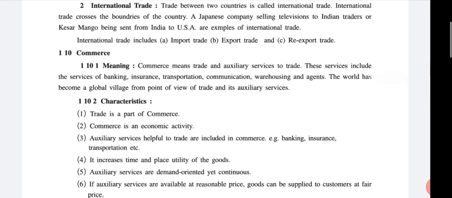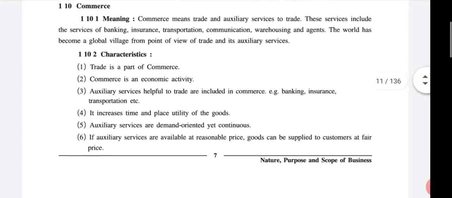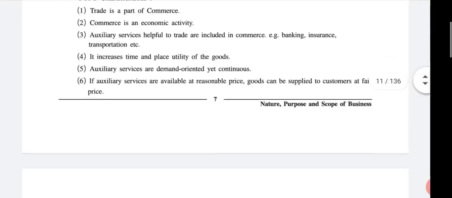So commerce is a wider term than trade. Characteristics: trade is a part of commerce, and it is an economic activity. Services helpful to the trade are included in commerce. It increases the time and place utility of goods. Auxiliary services are demand oriented and are available at reasonable prices. Goods can be supplied to the consumer at a fair price.